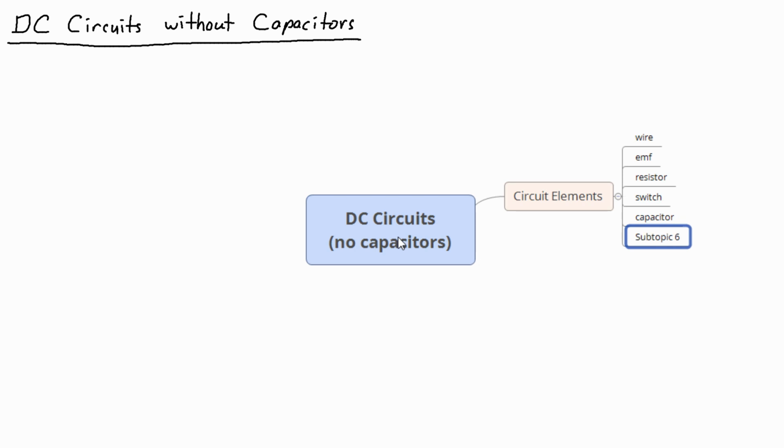Two other things we're going to look at are actually devices that we use to measure things about a circuit. The first one is an ammeter, and the next one is a voltmeter.